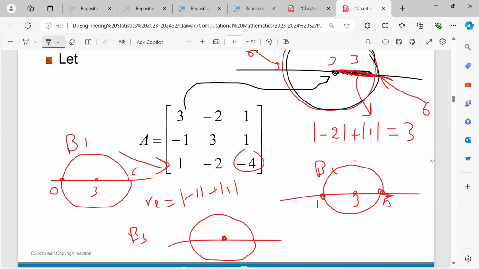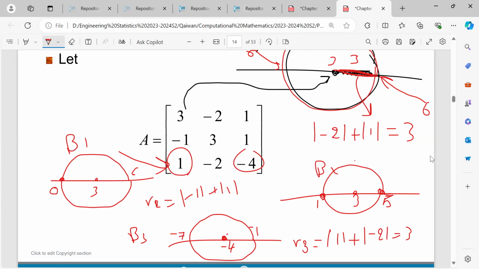Here, the center is -4. How about the radius? You see, R3 is the absolute value of 1 plus the absolute value of -2, which is 3. Now, -4 plus 3 is -1. -4 minus 3 is -7. This is B3.